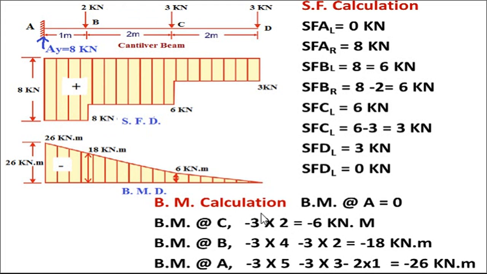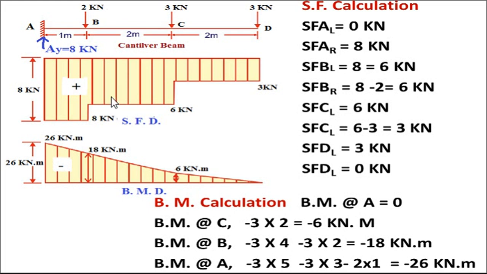Now you have to draw the bending moment diagram. To draw bending moment, we know that this AY is 8. Now you have to find the bending moment at A, B, C, and D. D is the external point, so bending moment at D is 0. 3 into 0 will be 0. Now bending moment at C, 3 into 2 it will be 6, but below the line that must be negative. You can draw the negative.